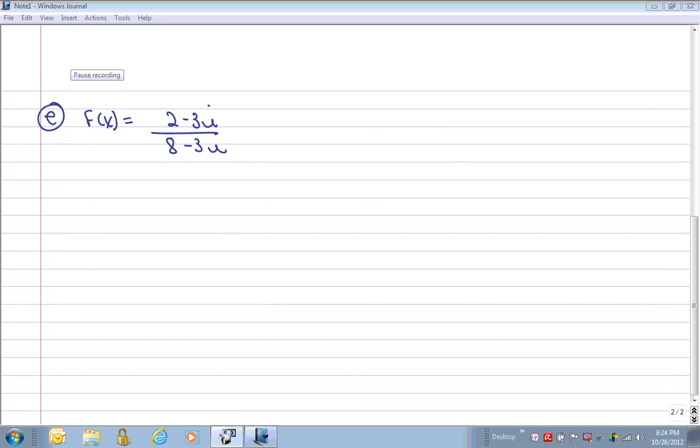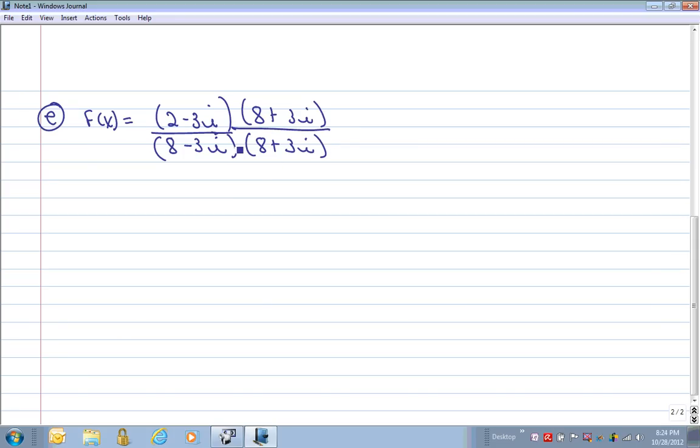All right, for E, in this example, we're trying to clear our denominator. We don't want any imaginary complex numbers in the denominator. So if you remember, the little trick to clear our denominator is to multiply by its conjugate. The conjugate for 8 minus 3i would be 8 plus 3i. And then, of course, because we are fair and equal in math, we would do the same thing to the numerator, 8 plus 3i. Let's go ahead and finish this up. In the bottom, because they're conjugates, you know what happens.